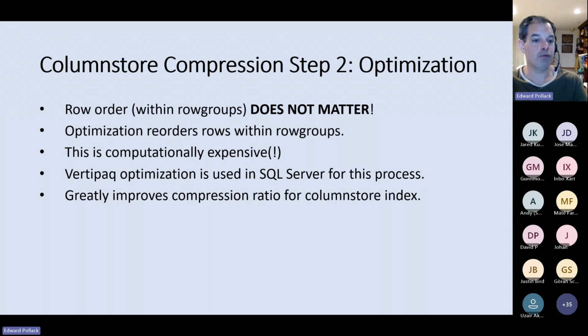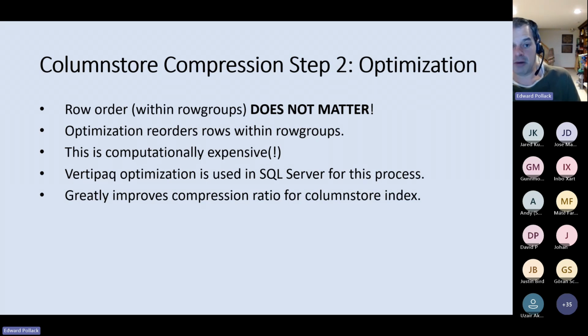The second step in column store compression is optimization. A really cool feature in column store world is that within a row group, order doesn't matter at all. The rows can be ordered however you want. It's not a clustered rowstore. Order doesn't matter. The optimization process reorders the rows within the row groups.